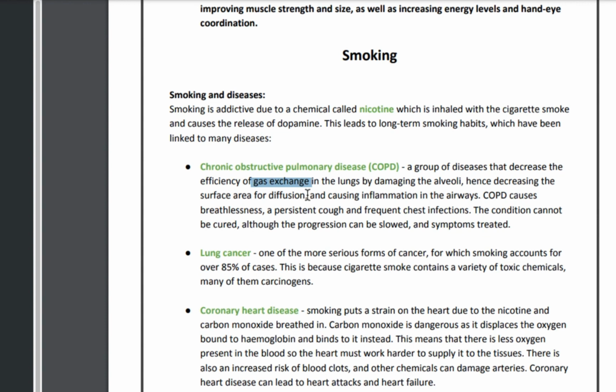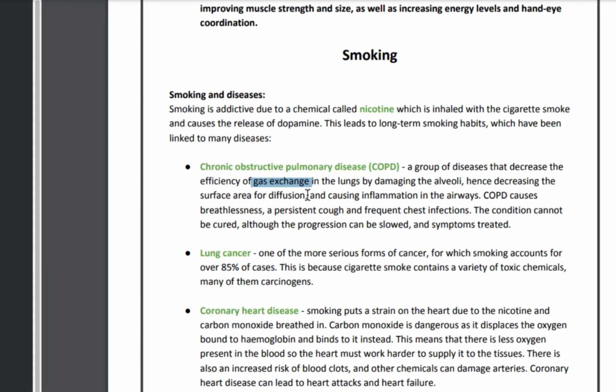Chronic obstructive pulmonary disease causes breathlessness. You start finding it difficult to breathe. A persistent cough: people who smoke cough a lot. You start having a repeated cough, you'll be coughing frequently, and you now have chest infections. You cough every now and then.